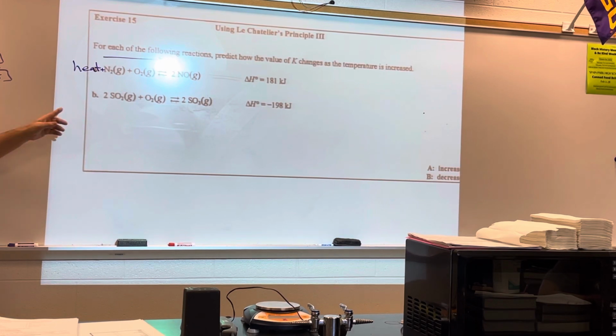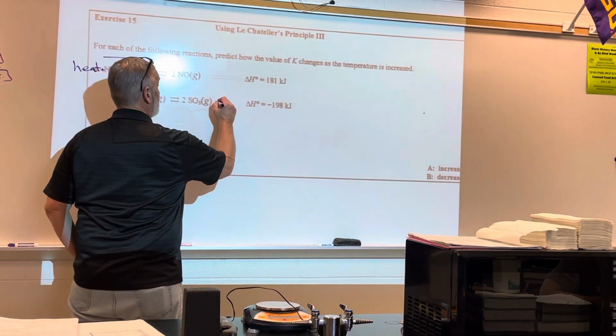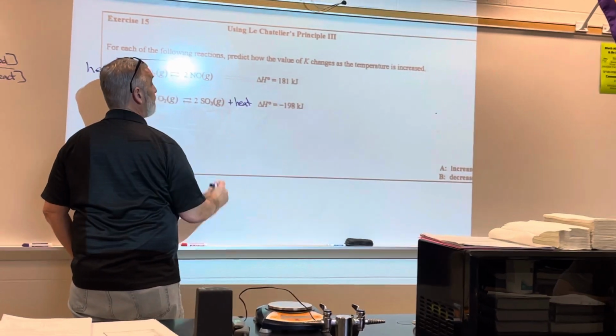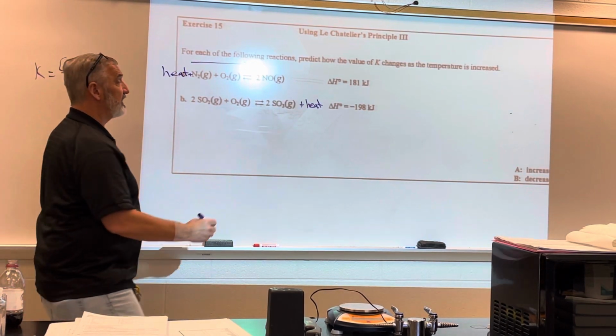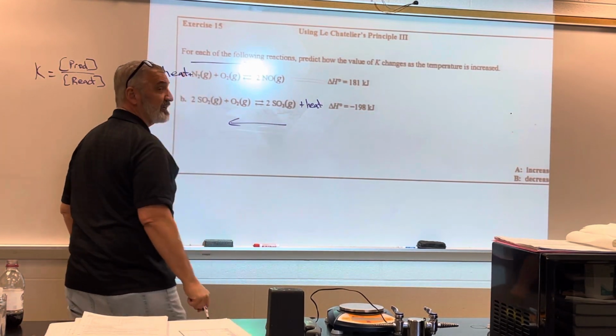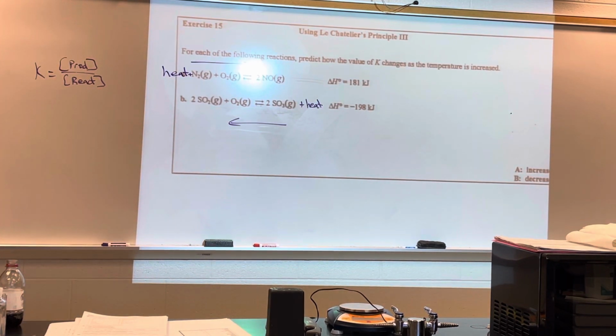But in this one, delta H is negative, so where does heat go? It heats on the right side. Heat's over here. So by increasing the temperature, which way is the reaction gonna go? To the left. And so what's gonna happen to K? It's actually gonna decrease. It's gonna become more reactant favored. So it's directly proportional to temperature. Always in the endothermic direction.